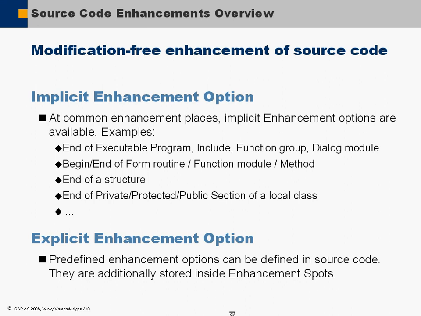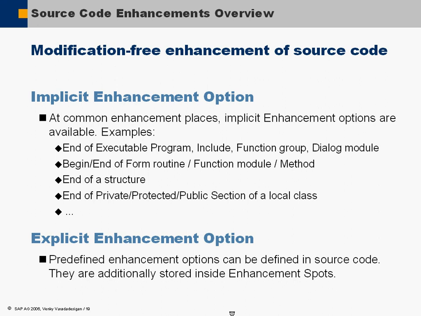The implicit ones are already available everywhere at the predefined places in the source code. For example, you take any executable program, any report program. At the end of the executable program, or as the last line of the executable program, or the last line of an include or function group or dialog module, you have implicit enhancement options which can be implemented by the customer. So the customer can go ahead and write their own code at the end of any report program. That is not considered a modification, but it's an enhancement.